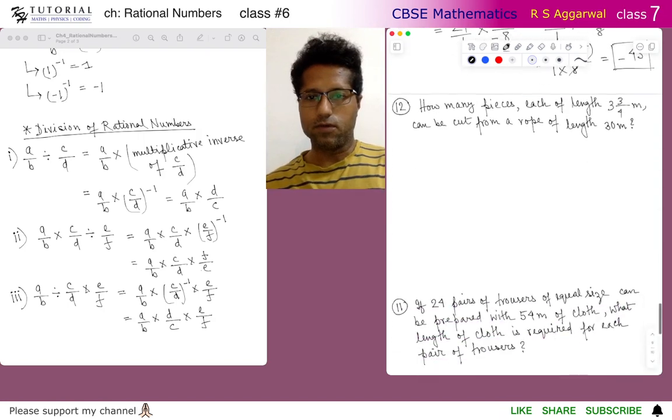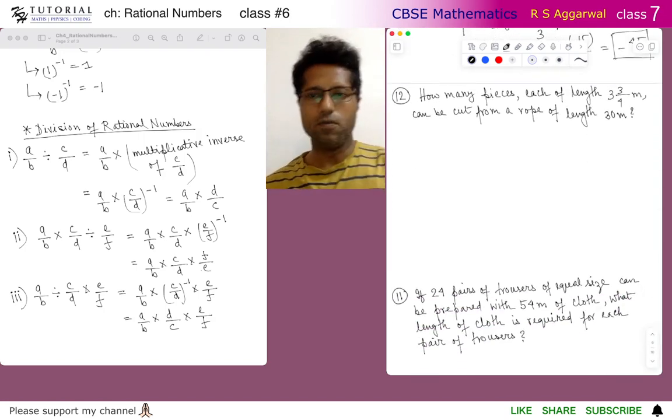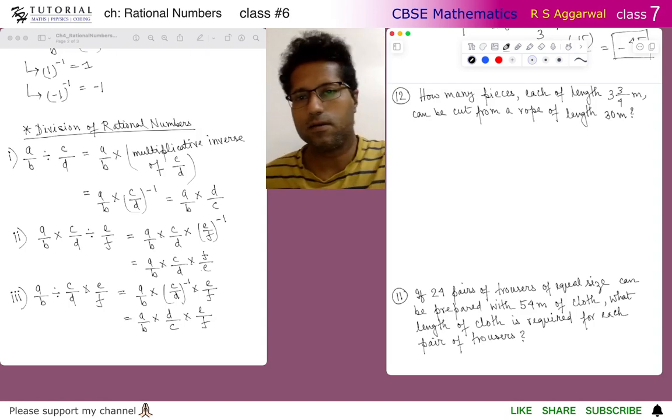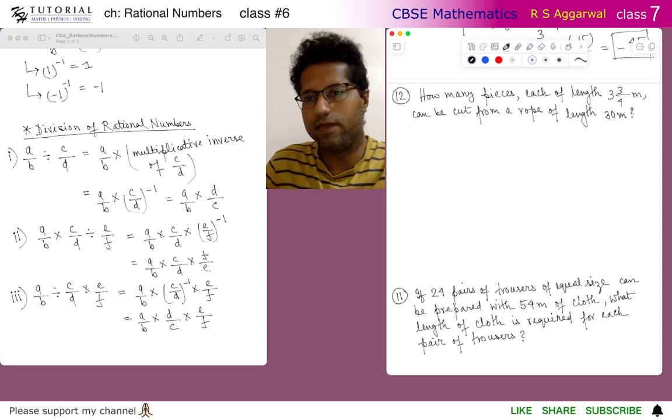Let's see question number 12. It says, how many pieces each of length 3 and 3 by 4 meter can be cut from a rope of length 30 meter?